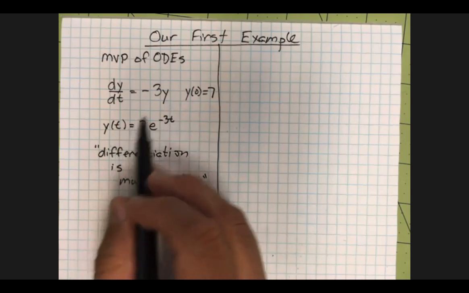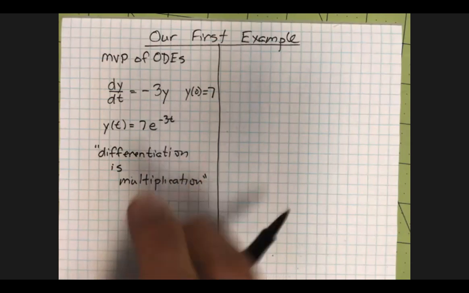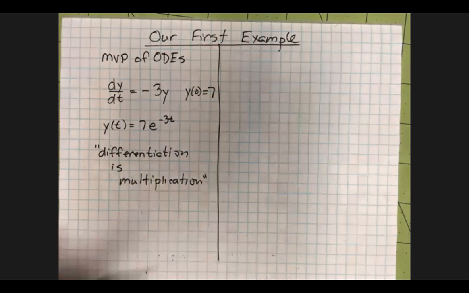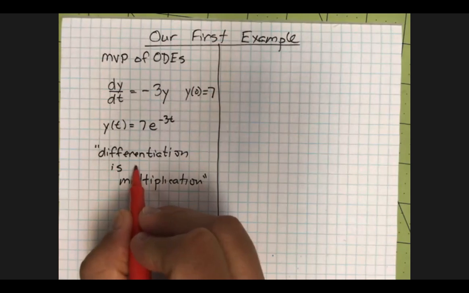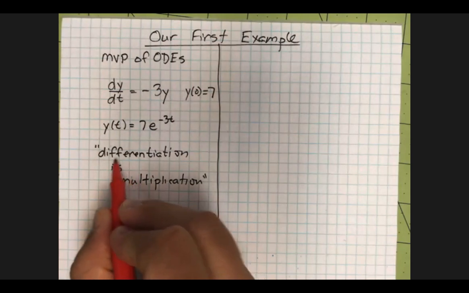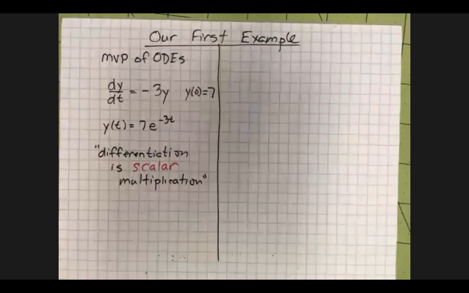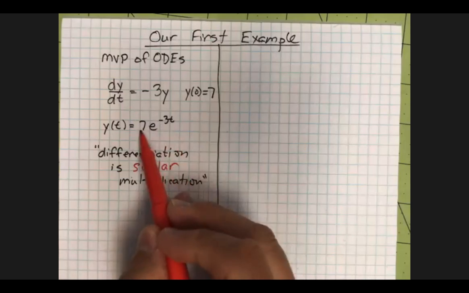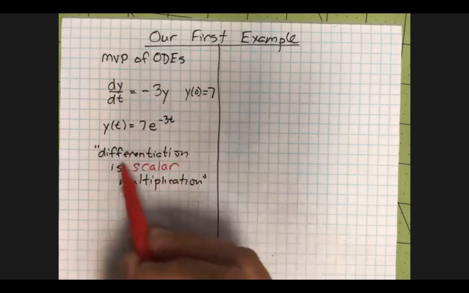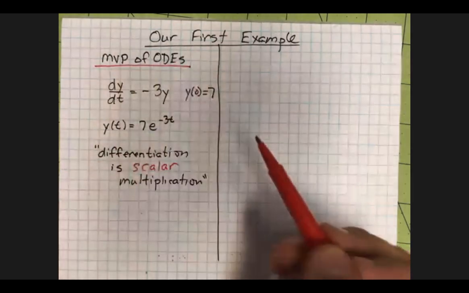So one of the things that makes the exponential function so powerful is that for an exponential function, differentiation is multiplication. If you allow me to emphasize that word a little more carefully, differentiation is scalar multiplication. That is, it is a scaling. Scaling is when you multiply something, stretch it or shrink it. So when I differentiate 7e to the minus 3t, I scale it by a factor of minus 3. So I'm going to say differentiation is scalar multiplication. That is the core of the MVP of ODEs.